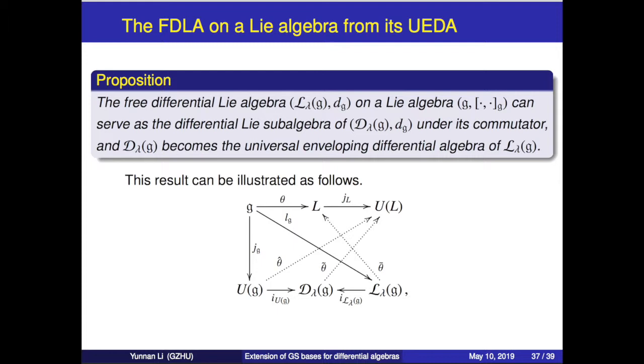Then what's the relation of this free differential Lie algebra on a Lie algebra and its universal enveloping differential algebra? In fact, the free differential Lie algebra is just a sub-Lie algebra inside this universal enveloping differential algebra. We finally proved this one. It becomes a generalization of the classical result that the free Lie algebra generated by a set X is just the Lie subalgebra of the free algebra generated by X. Now it just moves to the differential picture.